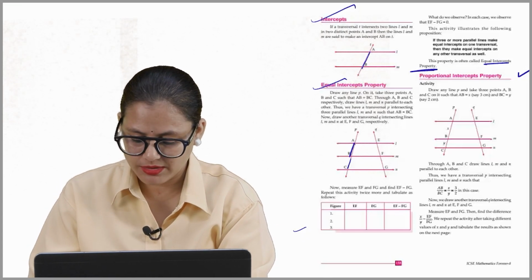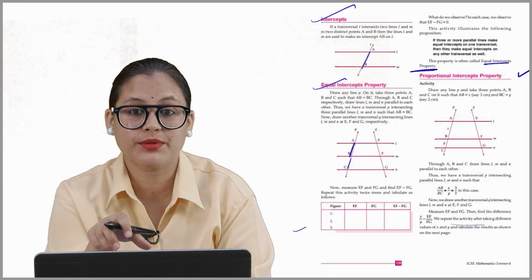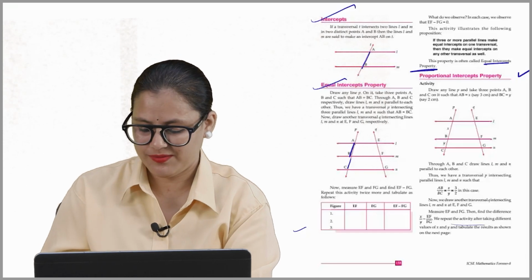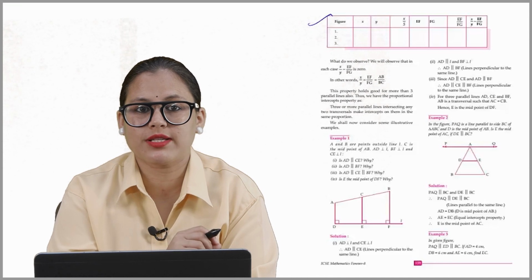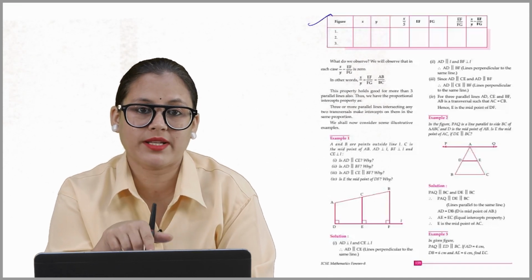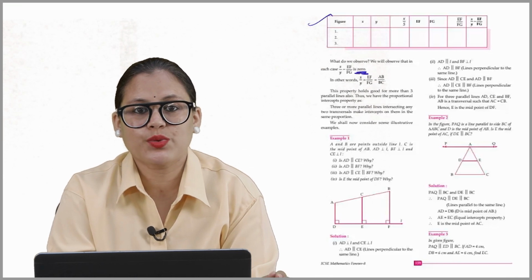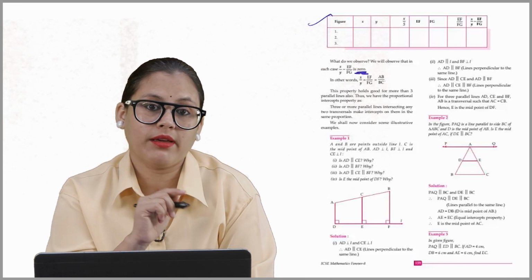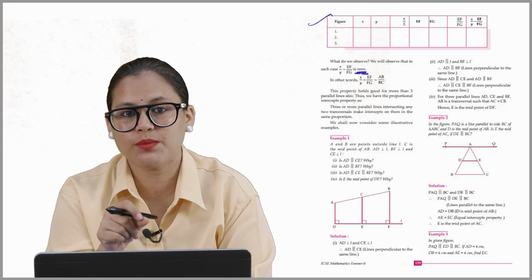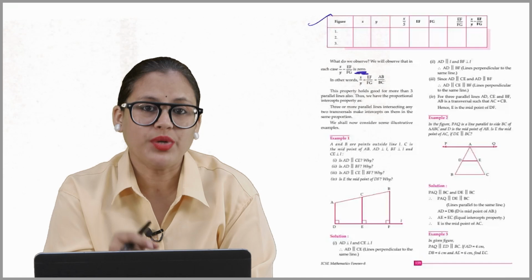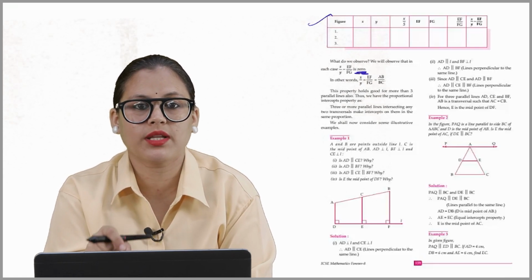So, we repeat the activity after taking different values of X and Y and tabulate the result as shown on the next page here. So, what will you observe here? You will observe that in each case X upon Y minus EF upon FG is 0. So, in other words, X by Y is equal to EF upon FG, which is equal to AB by BC. This property holds good for more than 3 parallel lines also. Thus, we have the proportional intercepts property: 3 or more parallel lines intersecting any 2 transversals make intercepts on them in the same proportion.